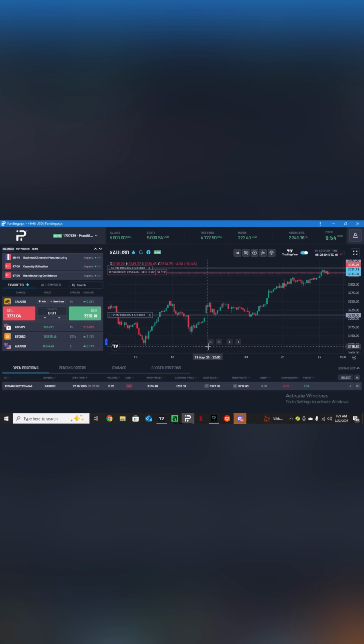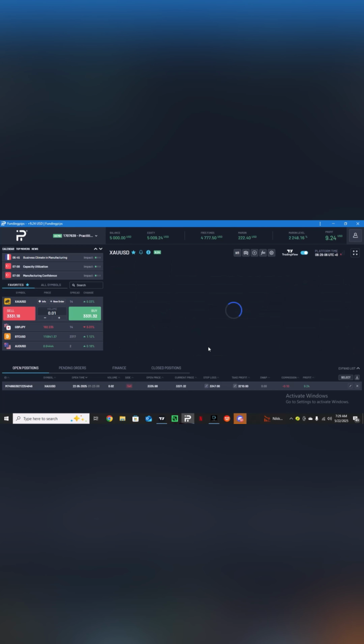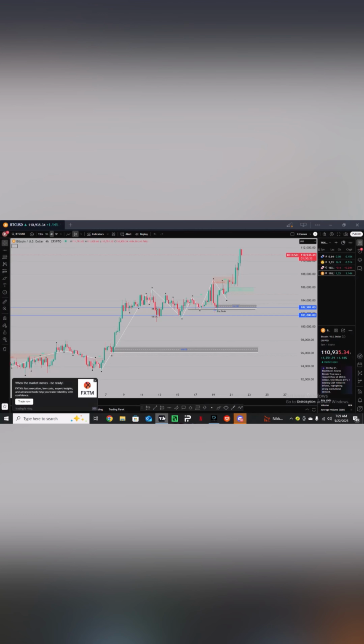So this is what is playing out currently on gold. The gold trade I talked about yesterday. I'm currently on just a little profit, $9, and it's still floating. So let's just go back to the chart and see how it's like here.